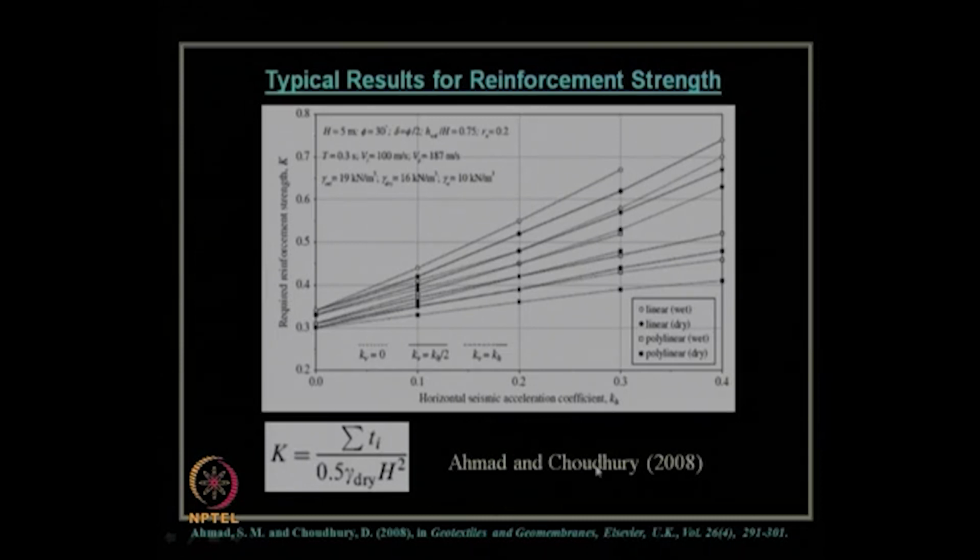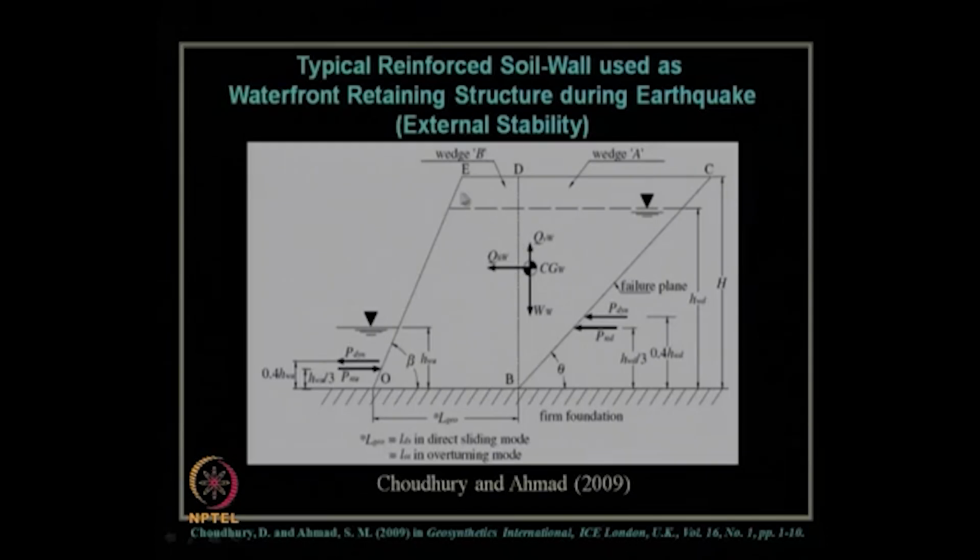One can use this design chart to get this non-dimensional parameter of reinforcement strength, which is necessary to be provided for stability. Also, the external stability criteria for a reinforced soil wall used as a waterfront retaining structure was considered using a two-wedge mechanism, wedge A and wedge B, considering both the direct sliding mode of failure as well as the overturning mode of failure. The details of this external stability analysis are available in the journal paper by Chaudhary and Ahmed 2009, published in Geosynthetics International, Institution of Civil Engineers, London, UK. This is the volume number and page number.